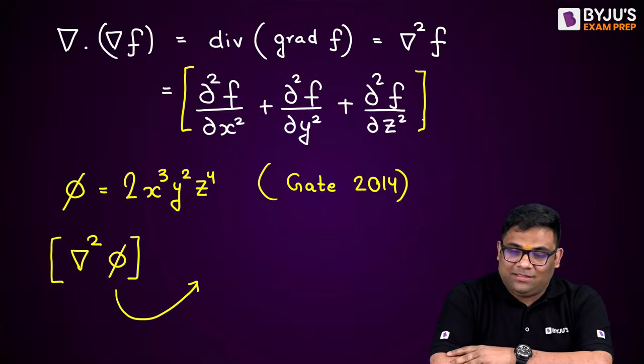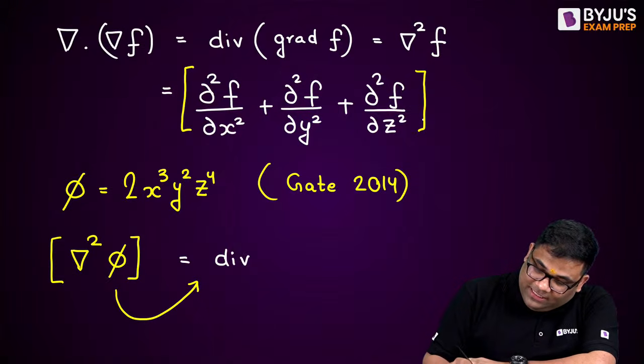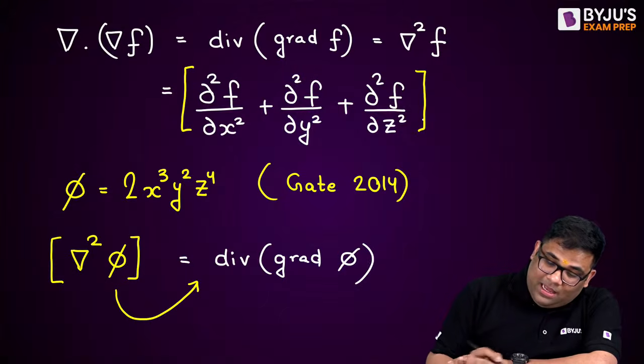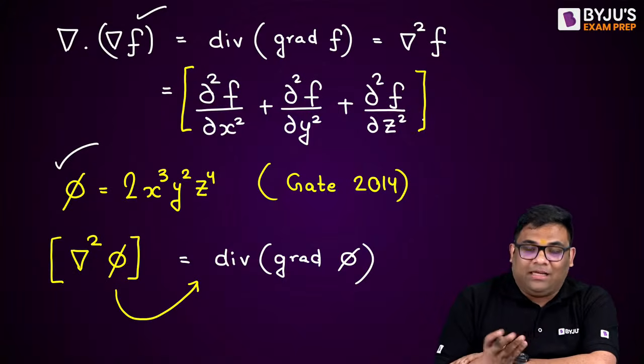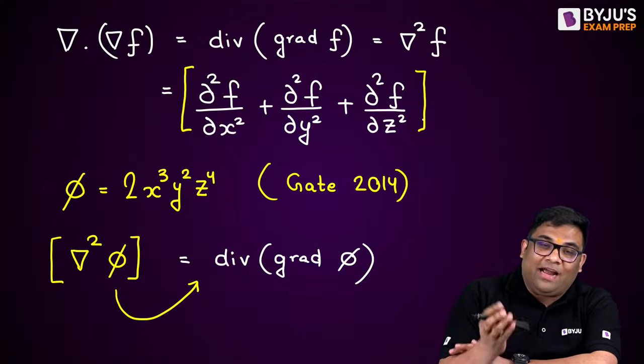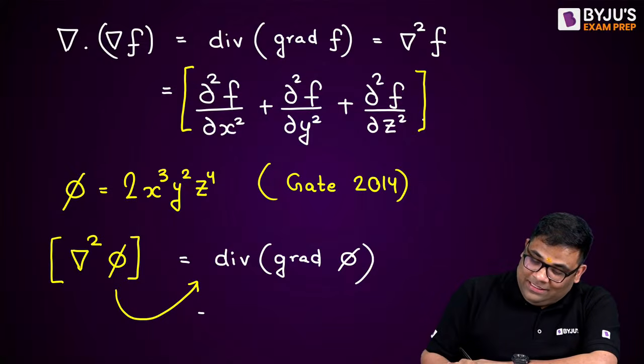Scalar function, yes, because this is nothing but the divergence of gradient of phi. In place of f, it is given phi. See, in place of f, it is given phi. That's it. So now, this is nothing but what?